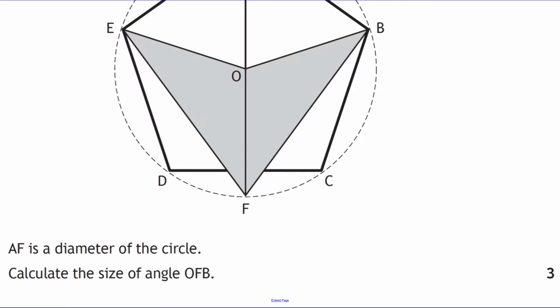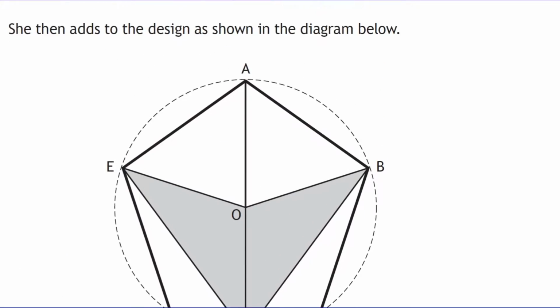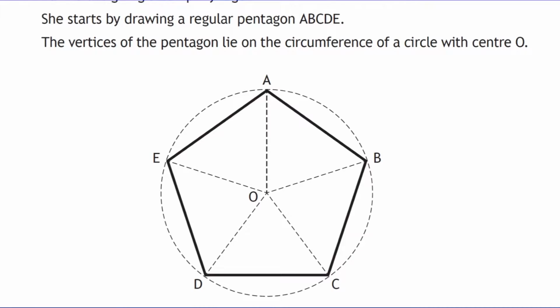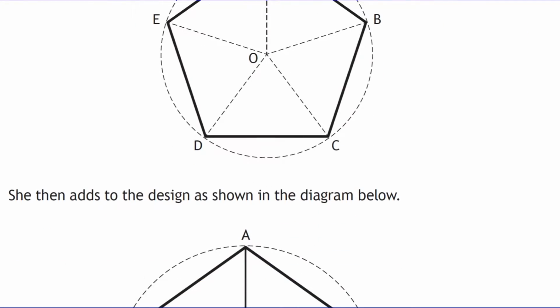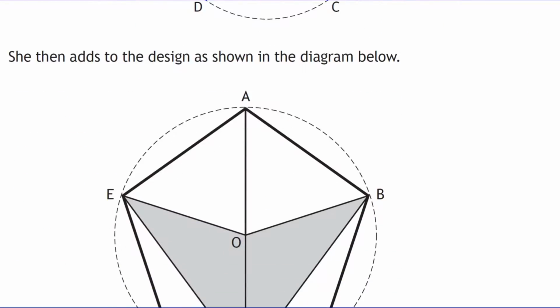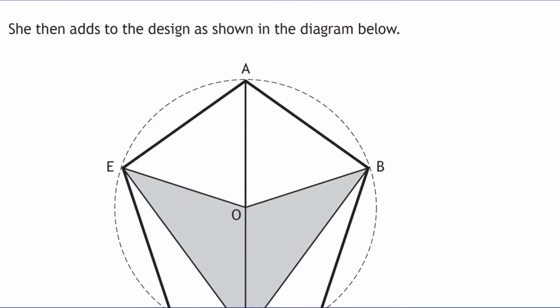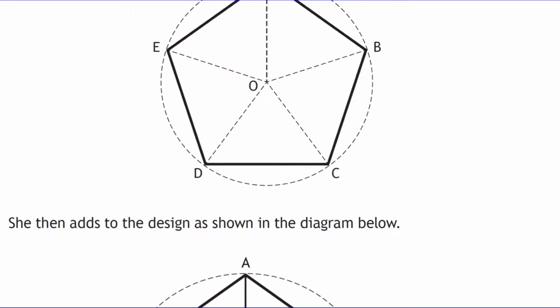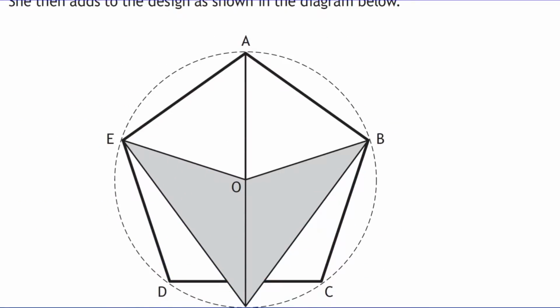So let's have a look at this diagram. So what have we got? We've got a regular pentagon. That means all the sides of the pentagon and all the angles within the pentagon are equal. So if we look at the center point, let's get some values plugged in here. If you look at the center point, it's going to be 360 divided by 5 for each of these 5 triangles. So each angle in here is going to be 72 degrees.